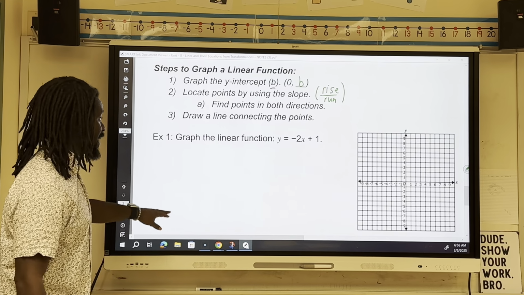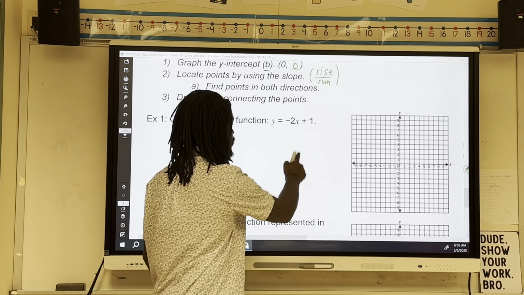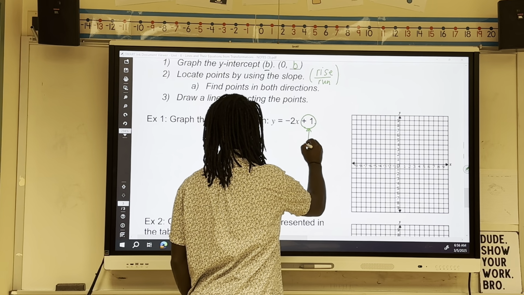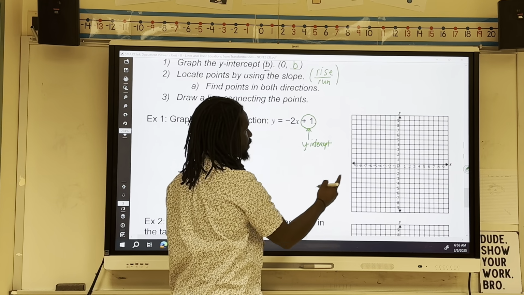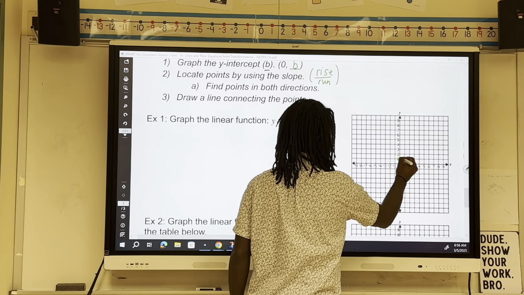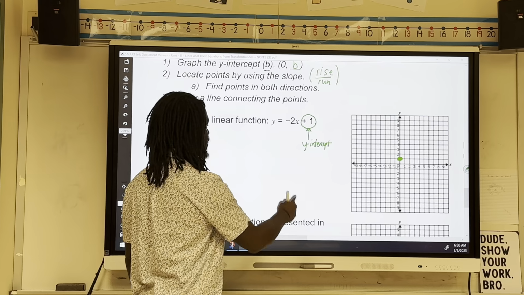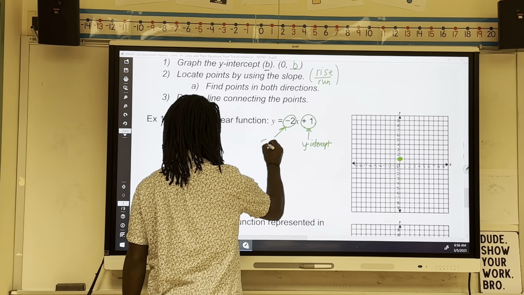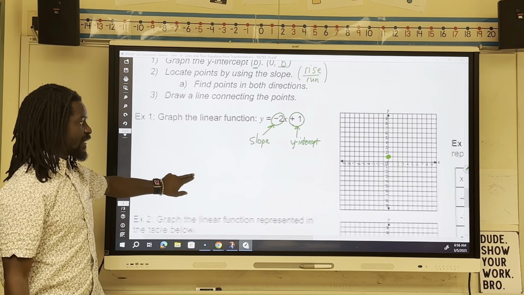So we're going to start by graphing the y-intercept. So the y-intercept is b, okay? So this is the y-intercept, and we're going to start by graphing that. So we go to 1, and that is where our dot is going to be, at a positive 1. And then from there, I'm going to use my slope, which is negative 2, to find other points.